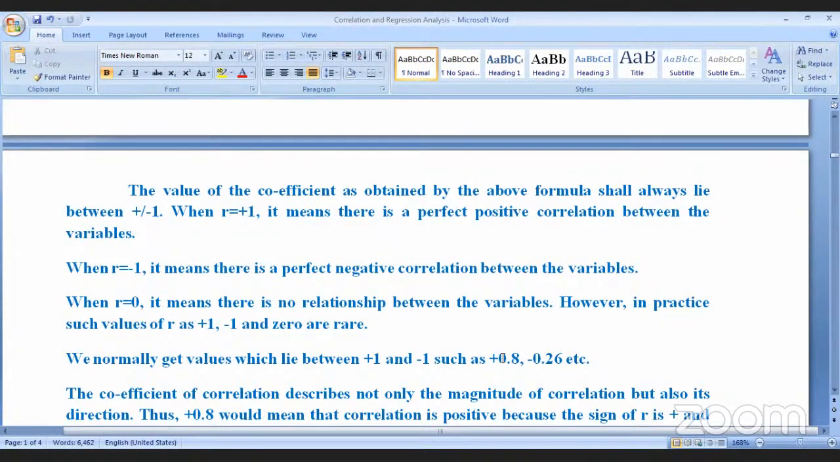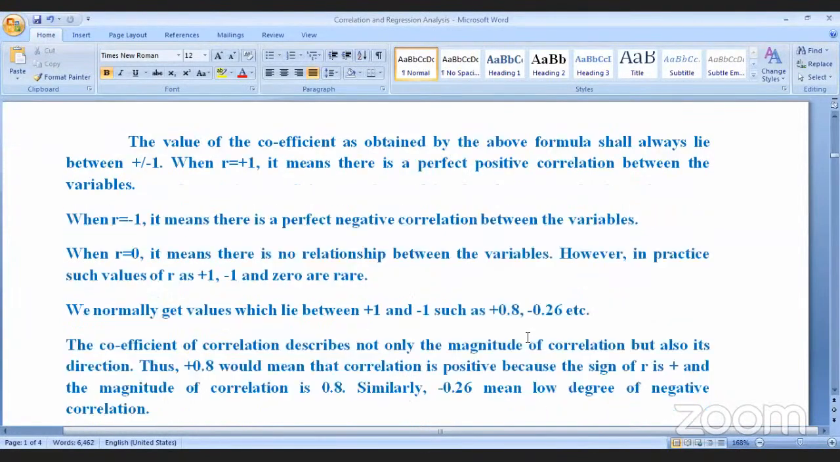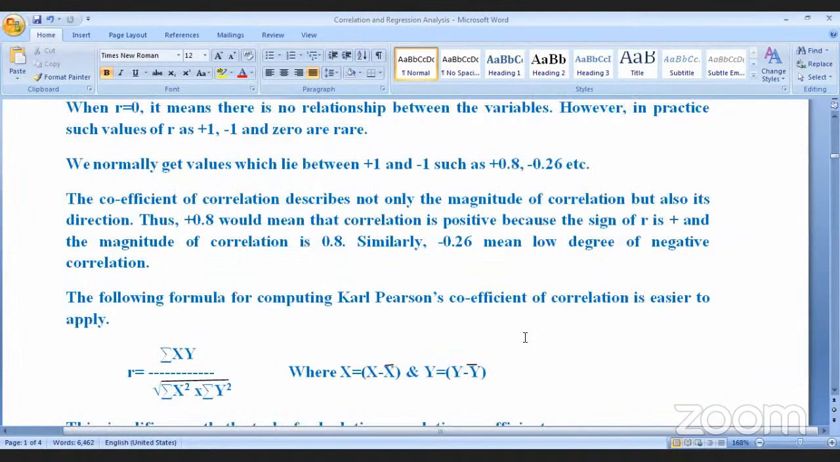However, in practice, r rarely takes the values plus 1, minus 1 and 0. We normally get values such as 0.8 or minus 0.26. While you are calculating the problem, you will get values like 0.8, 0.2. So the coefficient of correlation describes not only the magnitude of correlation, but also its direction. Plus 0.8 would mean that correlation is positive because the sign of r is plus, and the magnitude of correlation is 0.8. Similarly, minus 0.26 means a low degree of negative correlation.